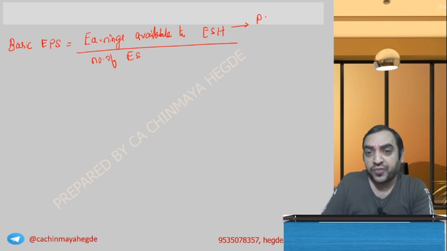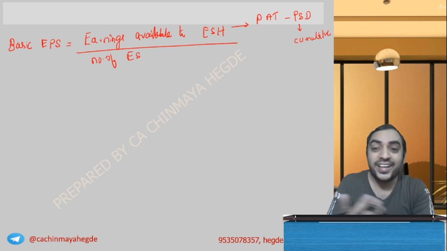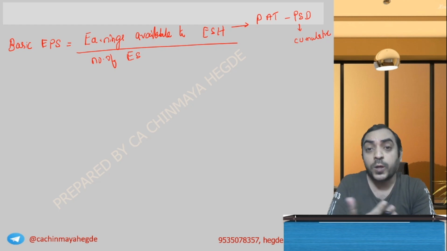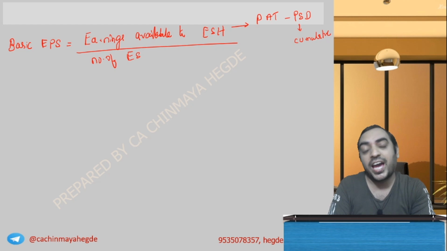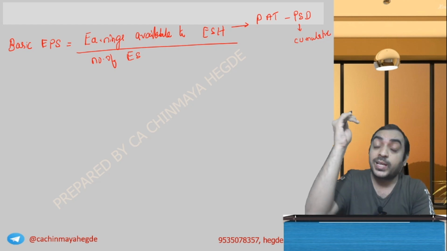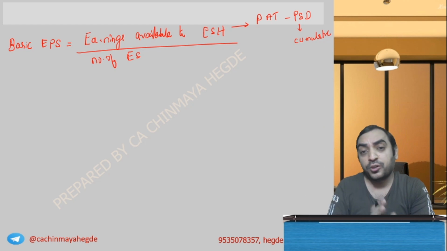How do you calculate profit available to equity shareholders then? Profit after tax minus preference share dividend. To be specific, it is cumulative in nature. For cumulative preference share dividend, whether declared or not, we have to subtract. For non-cumulative preference shares, only if it has been declared do we subtract. If the non-cumulative preference dividend is not declared, it will not come here. Only in the year when the declaration comes will it be part of earnings available to equity shareholders by way of reduction.